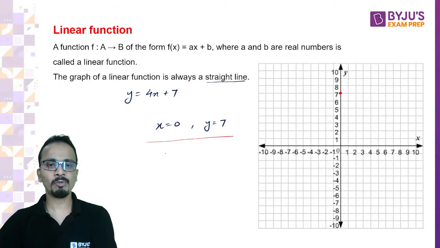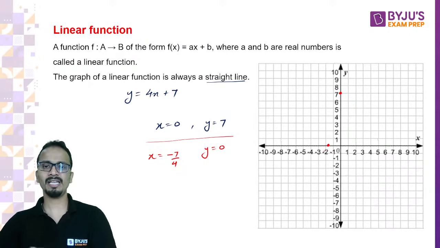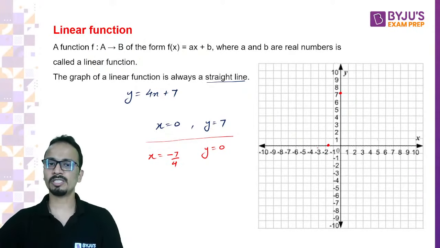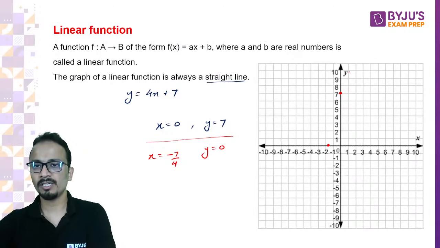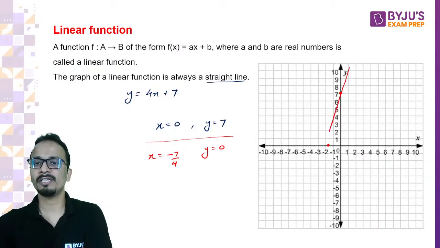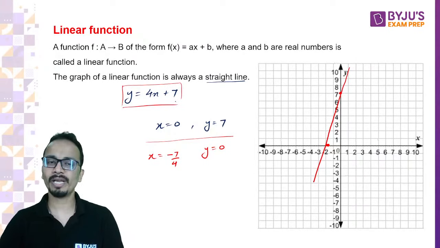Now to obtain the second point, I'll substitute y as 0. If I substitute y as 0, the value of x I'll obtain will be minus 7 upon 4. Now minus 7 upon 4 will be lying somewhere here, on the left hand side of the x-axis. So this is minus 7 upon 4. Now you can join these 2 points, making a straight line like this. So this will be the graph of the function y equal to 4x plus 7.